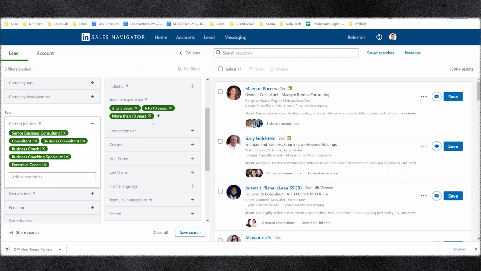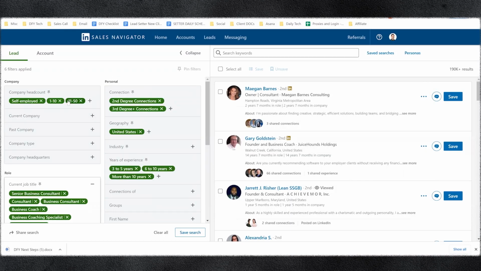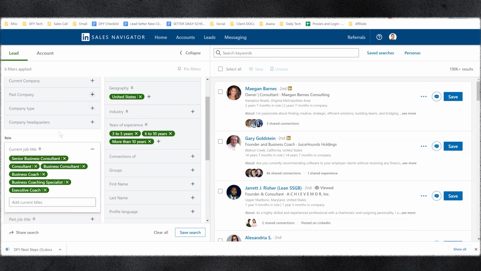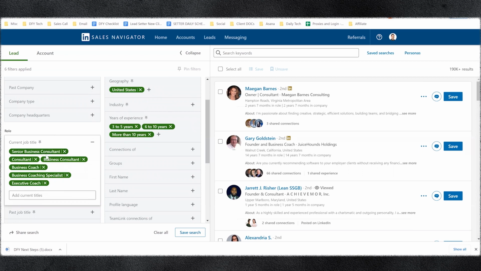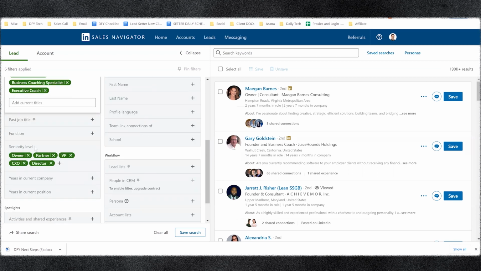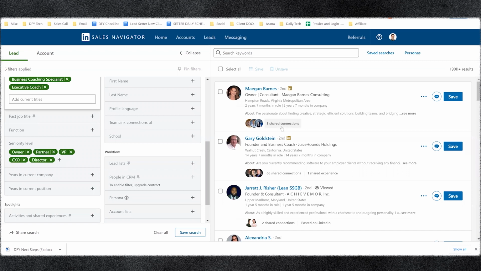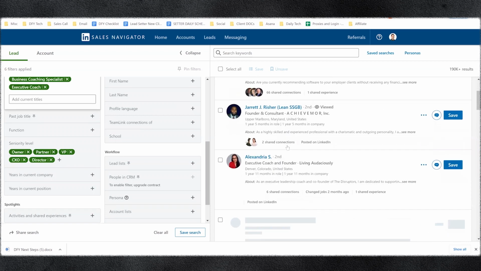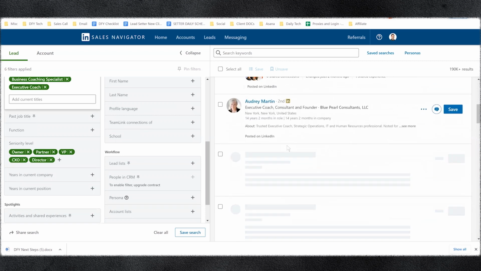Beautiful. And these are people now. They're either self-employed or have 1 to 10 or 11 to 50 employees. You can take out self-employed if you want. And these are their titles, their current job titles. Consultant, business consultant, and so on. United States, 3 to 5 years, 6 to 10, more than 10. This is a beautiful search. These are all owners, partners, VPs, they're all decision makers. We got 190,000.